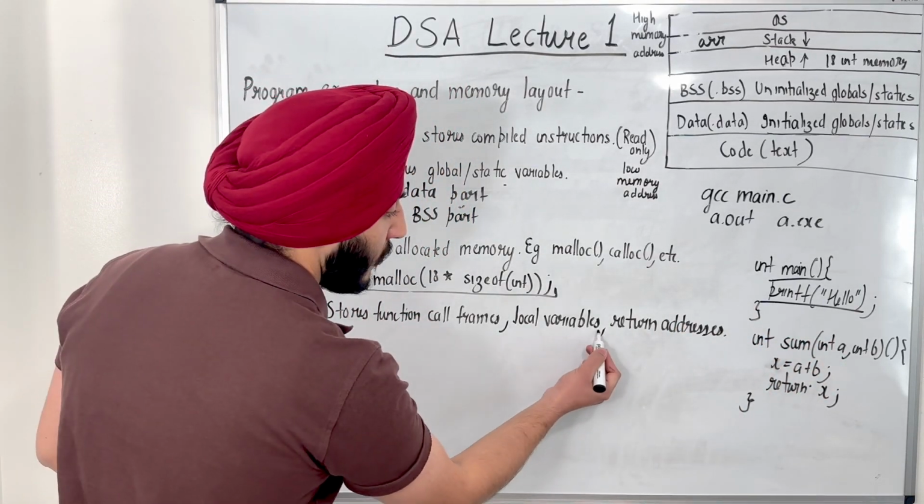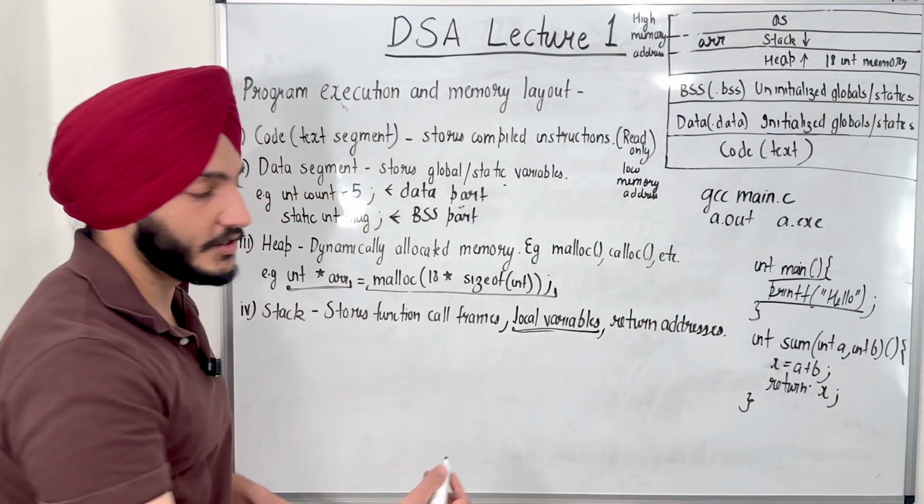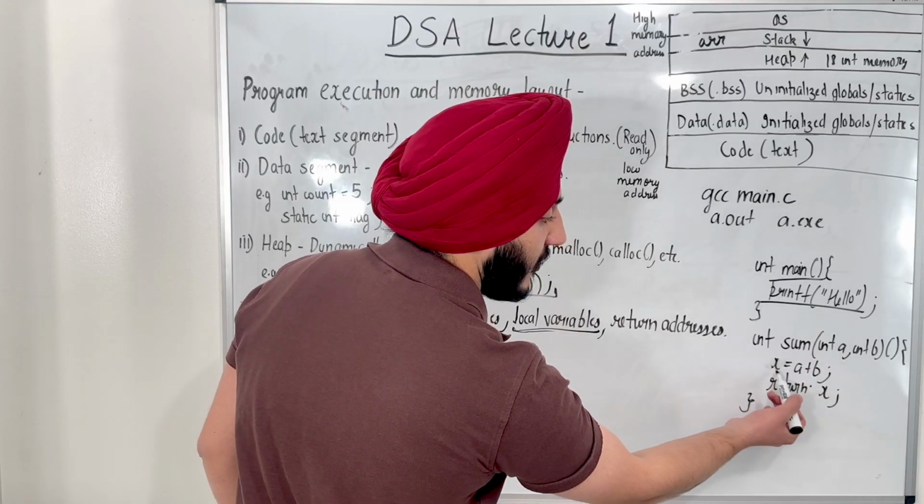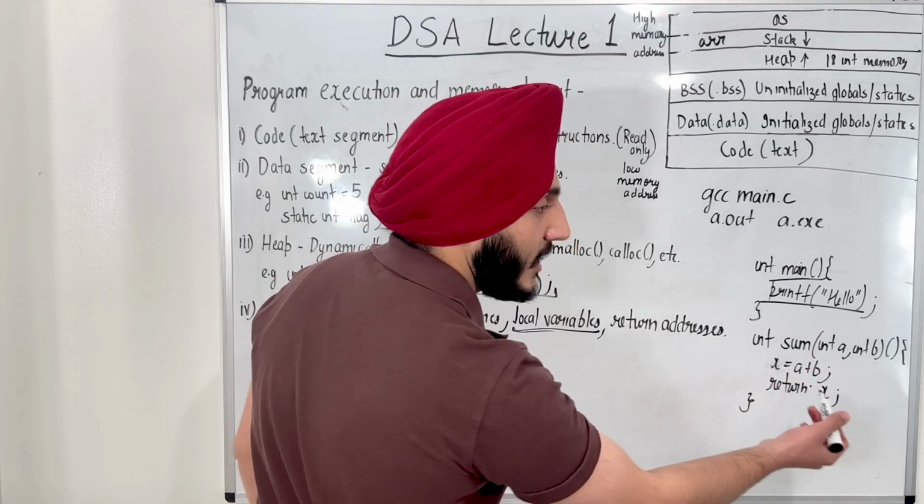Local variables, again, are local to the functions, right? So for example, x is a local variable, right? I created it inside this function, so it's going to be a local variable.